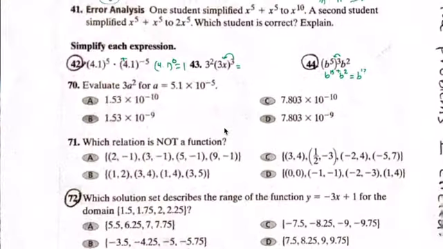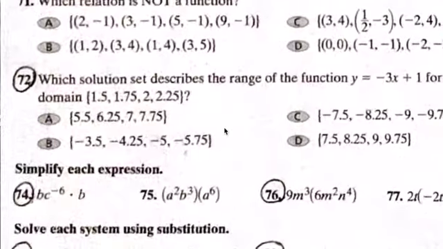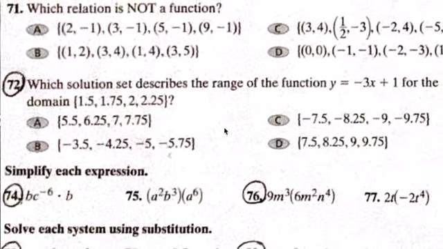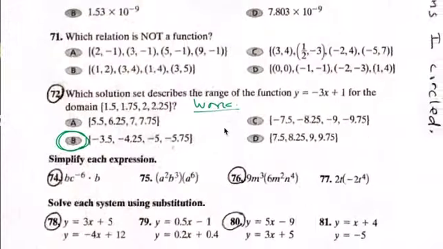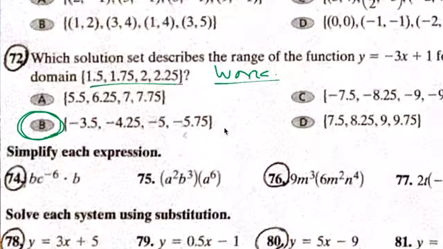Number 72. Okay, I need to see all the work on your paper, okay? I need to see all the work on your paper to find out the answer. So no answers only, otherwise I assume no work. The answer is B as in boy. You're given all the domain. These are your X's and you're supposed to find your Y's. These are all your Y's. If you have a question, ask in class tomorrow.